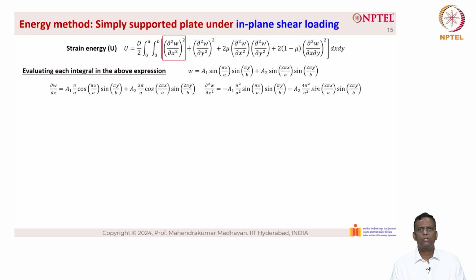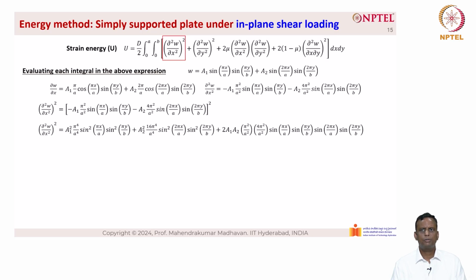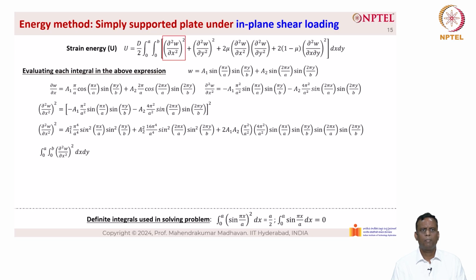We need to do so because the first integral is given as (∂²w/∂x²)². So, we put in the entire ∂²w/∂x² expression, square it and expand it, and we get a big term as shown here. Then we introduce the integral 0 to a, 0 to b, of (∂²w/∂x²)² dx dy, and use the definite integrals given here at the bottom, which are the integral from 0 to a of sin²(πx/a) equal to a/2, and the integral from 0 to a of sin(πx/a) dx equal to 0.